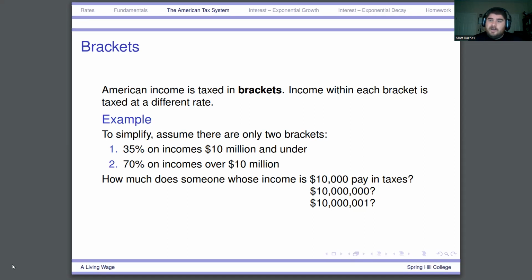So 70% of $1 would be 70 cents. So I would end up paying $3,500,000.70 for making that extra dollar. That extra dollar doesn't mean that everything else gets taxed at 70%. It's only the stuff that we make past that $10 million.